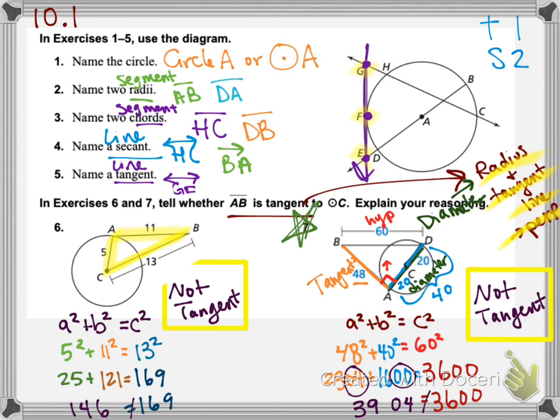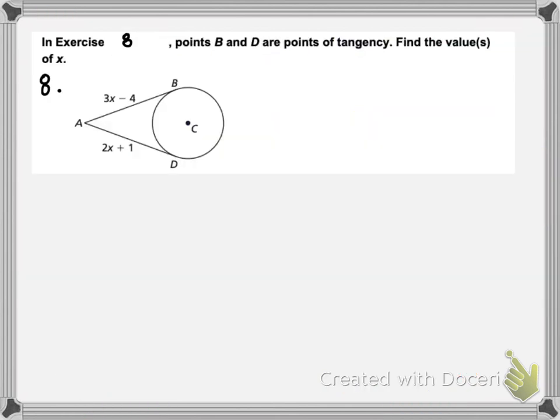Alright, so points B, again, it doesn't have a dot there because two things are intersecting, it's just understood. So points B and D are points of tangency. Find the value of x. So basically, when 2 points of tangency come together at an outside point, we know they're going to be equidistant to that point. So that means 3x minus 4 will equal 2x plus 1.